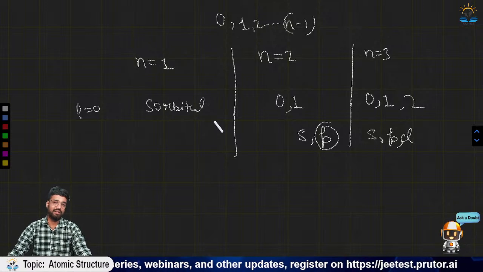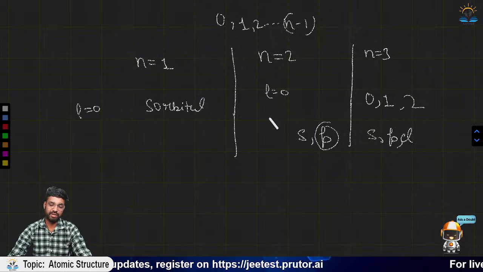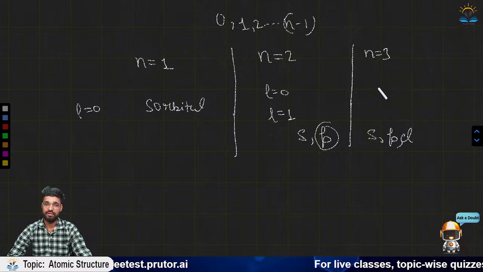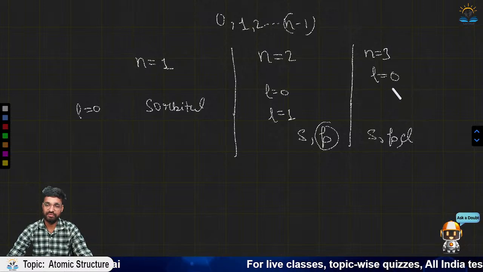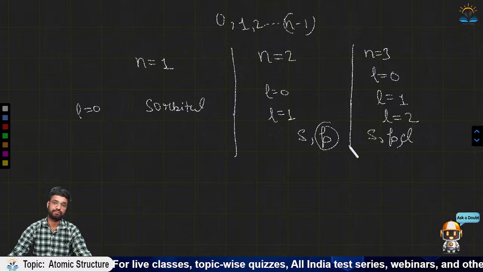You can also say that these are the values of L. So L can be 0 or L can be 1. Two values are possible for L. Similarly, three values are possible for L: L is equal to 0, L is equal to 1, then L is equal to 2.